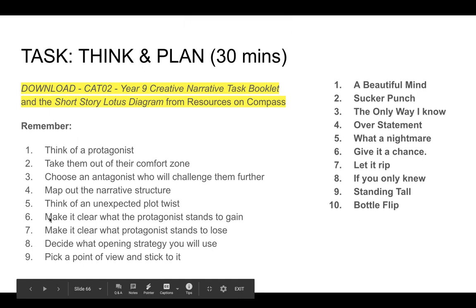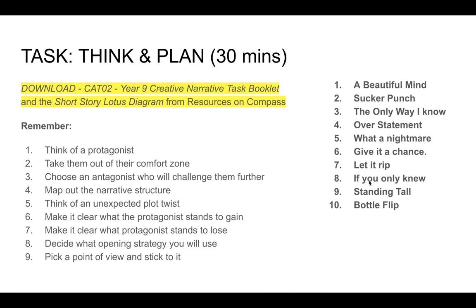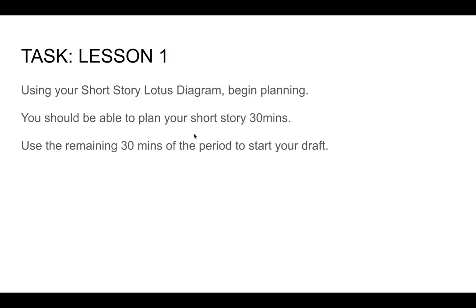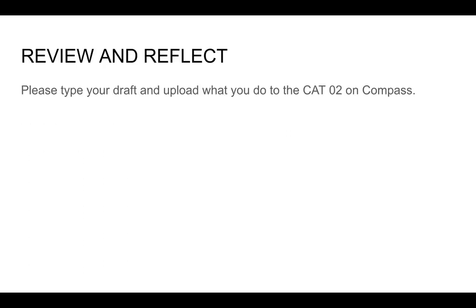It reminds you of the 9 things you need to do as part of your Lotus diagram. And here you've got some titles. So you might want to use these titles if you're going to do an original story of your own, just as a way to get you started. So this explains where you should be up to for lesson number 1. And this tells you that for the review and reflect, you simply have to upload the work that you've done for your draft to the CAT02 task on Compass.